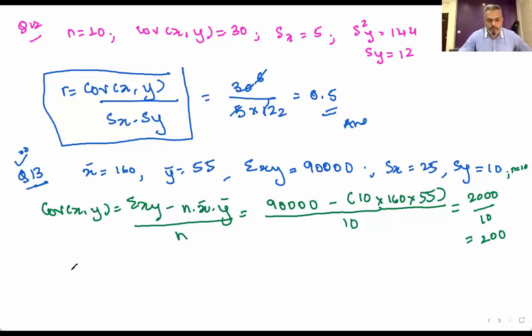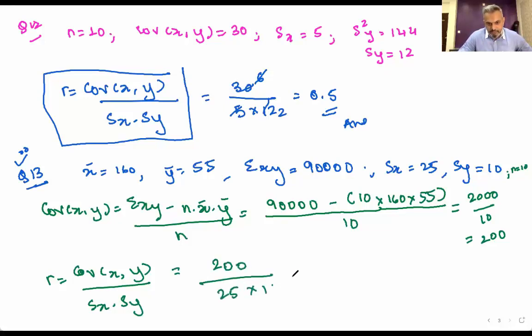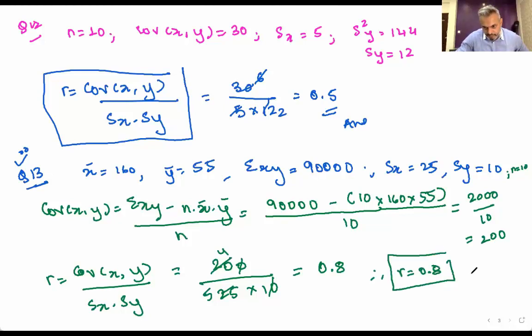Now we have covariance, so R is equal to covariance x comma y upon standard deviation of x into standard deviation of y, which is equal to 200 upon 25 into 10. The 0s cancel. 20 upon 25 is 4 by 5, which is 0.8. So 4 divided by 5 is equal to 0.8. Therefore, R is equal to 0.8. Answer.